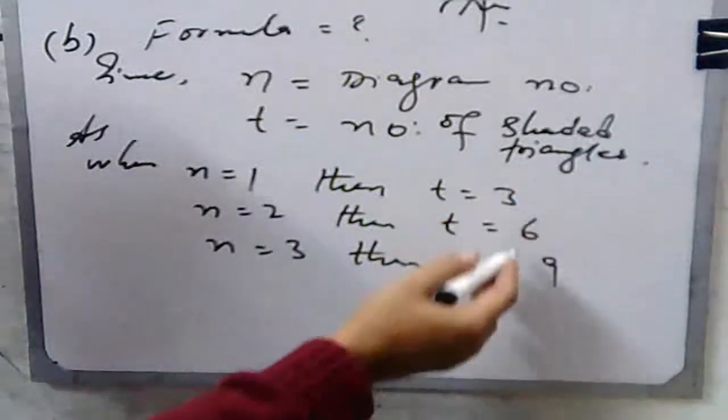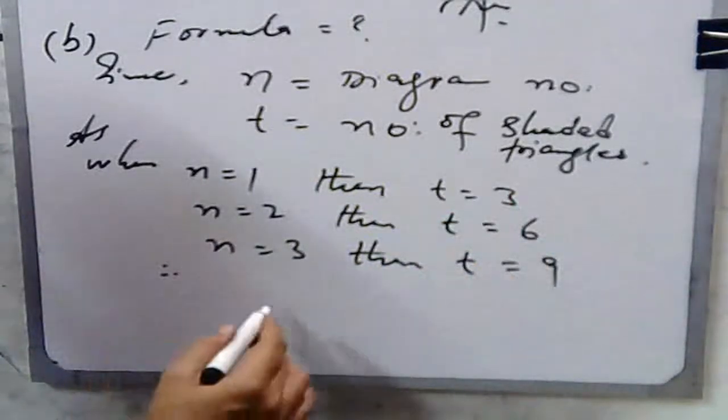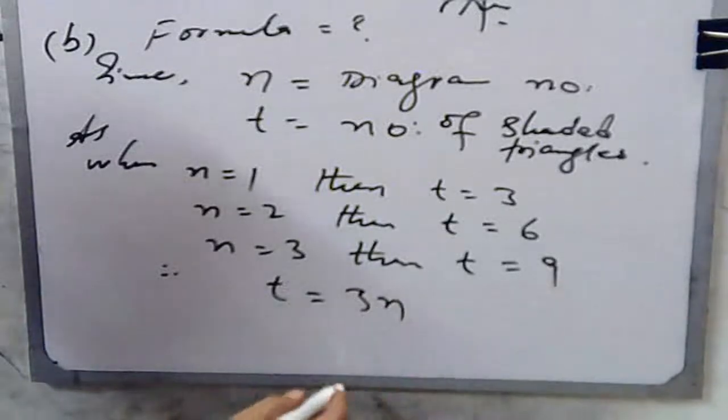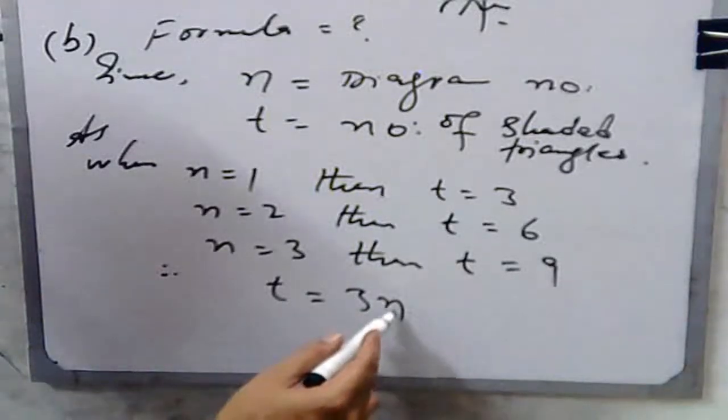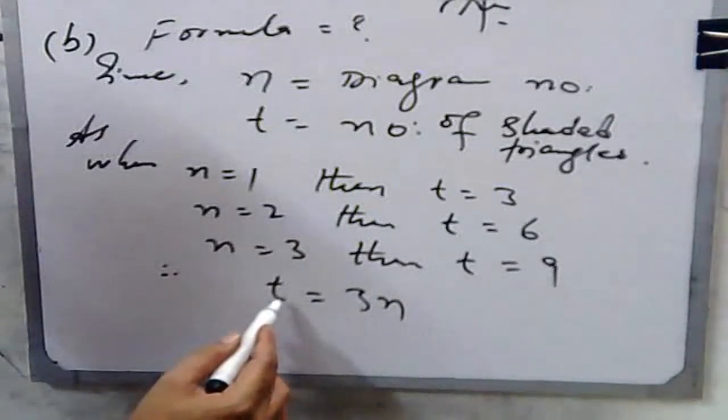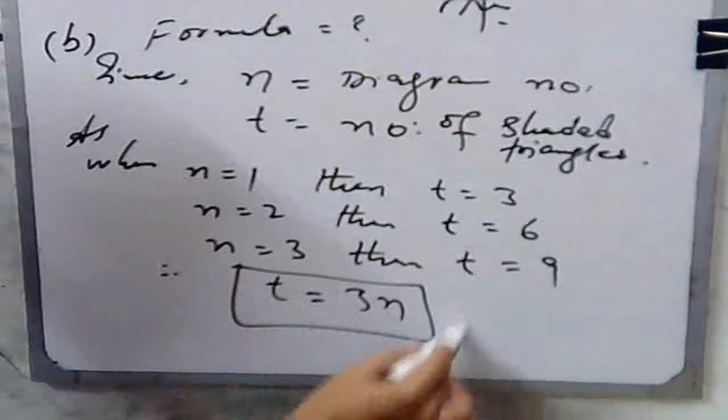So how can you make the formula? Because we have to make a formula, it is 3n, because n is the diagram number. The diagram number is multiplied by 3, and you will get t, the number of shaded triangles. So that is your required formula. So that is the result.